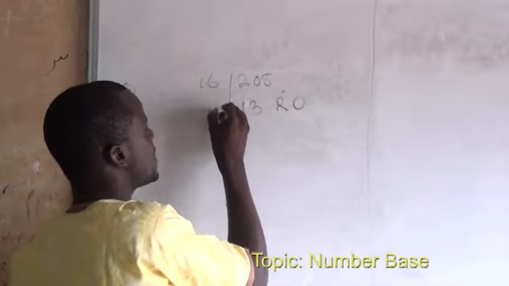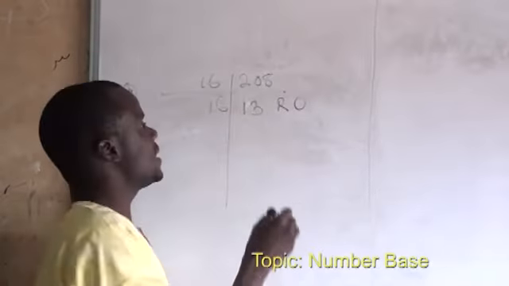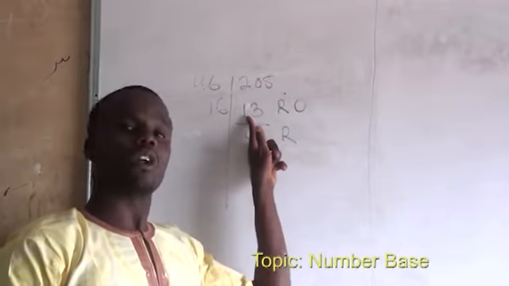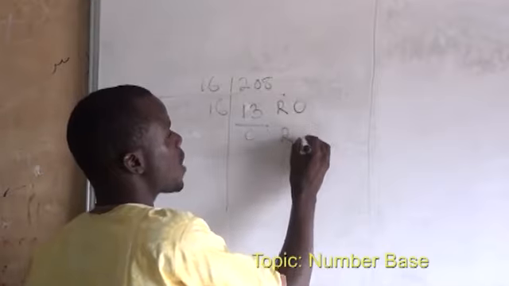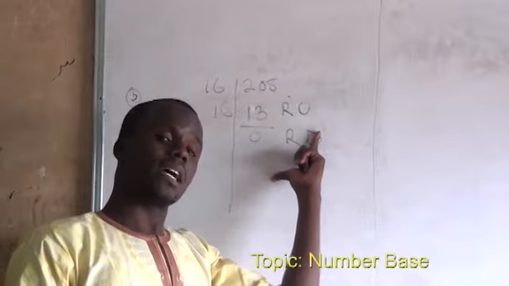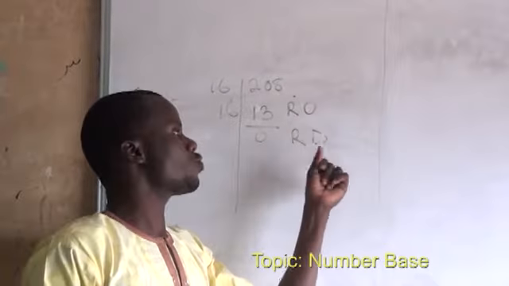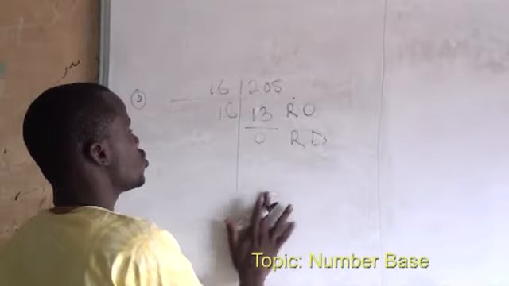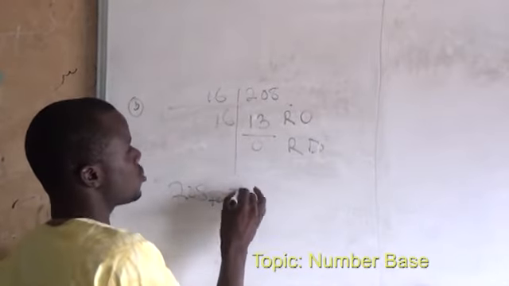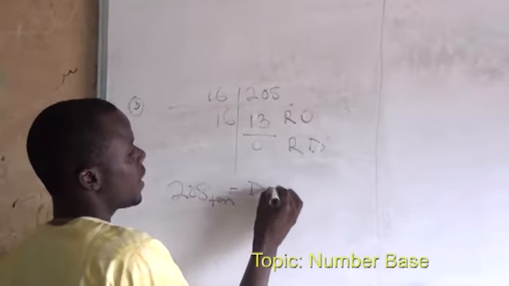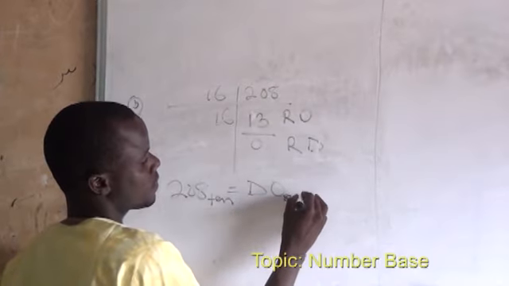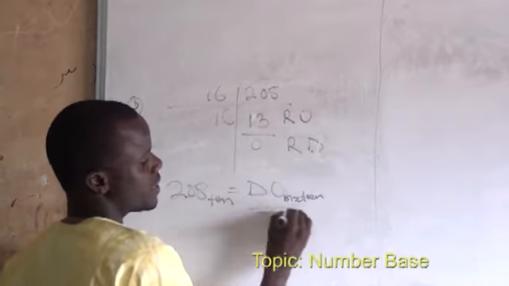And here we have 16. 16 into 13 is 0, remainder 13. Instead of writing 13 as a remainder, you write D. Don't forget, D stands for 13. A stands for 10, B stands for 11, C stands for 12, D stands for 13. So now the answer is 208 base 10 is equal to D0, then we write base 16. This is the answer.